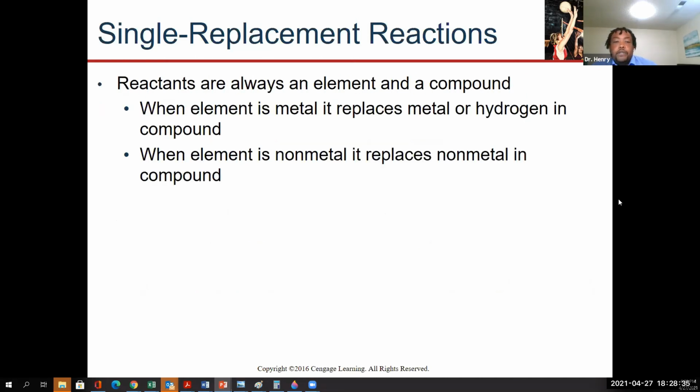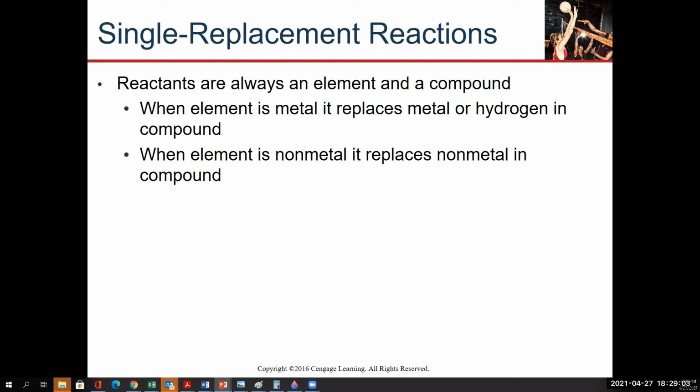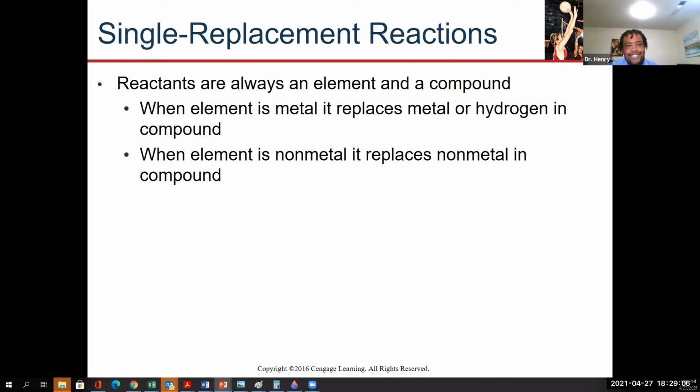Okay, so now when you're doing these replacement reactions, the elements have to be kind of alike, right? So for instance, if you have a metal, you can replace it with another metal, or you can replace it with hydrogen, okay? But when you have a non-metal, you can only replace it with another non-metal, okay? So what you're saying is one of the elements have a type? Exactly. Exactly.